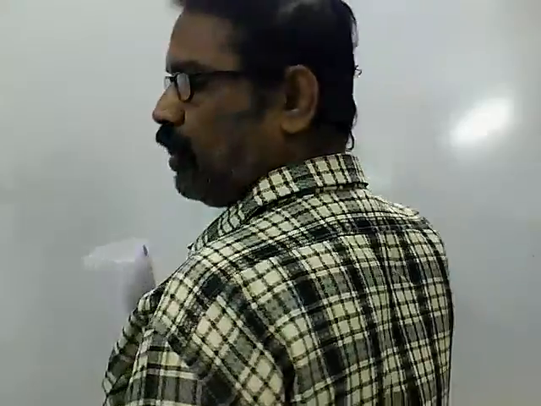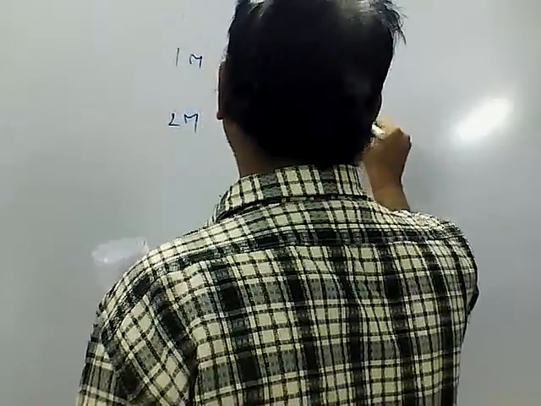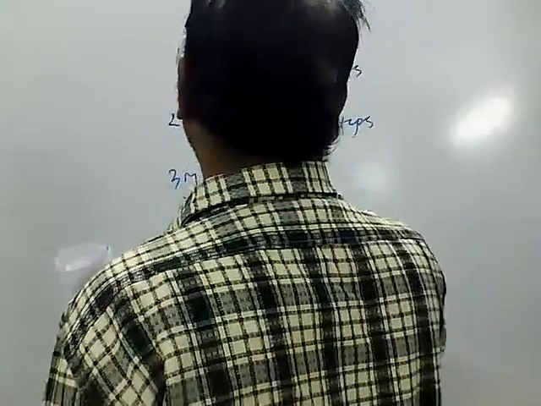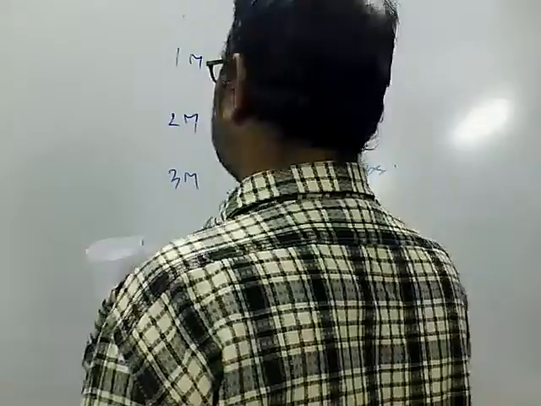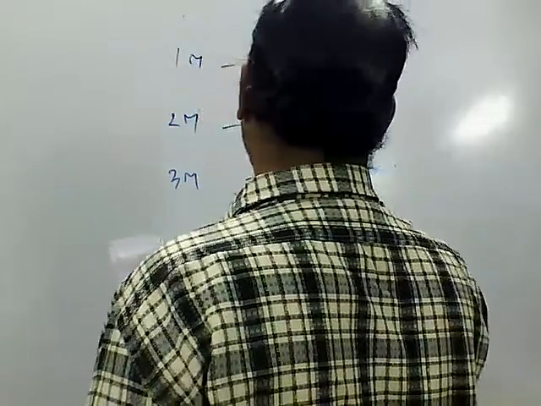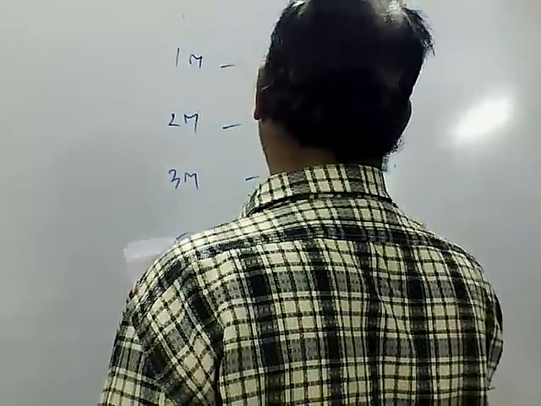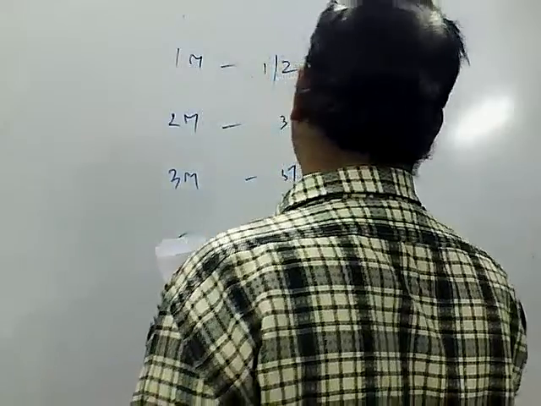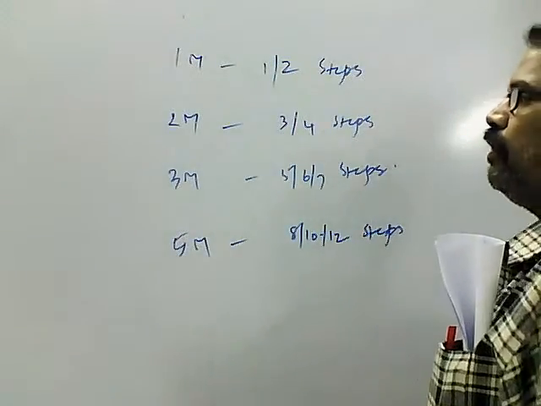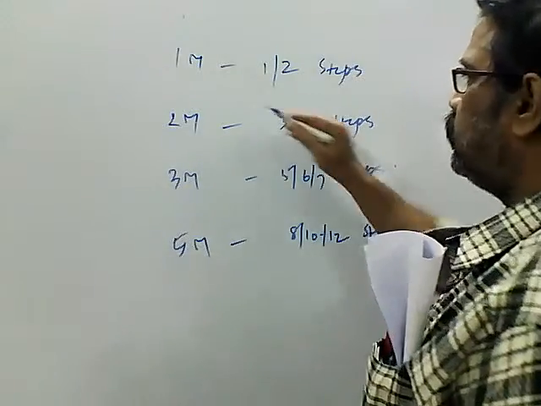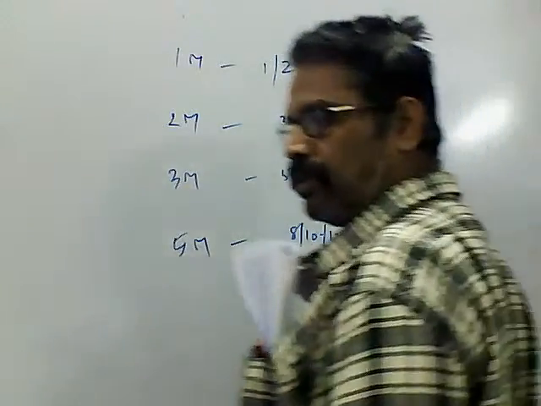For 1 mark, the number of steps will be 1 or 2. You can take just 1 step also if you can find the answer. 2 marks questions, 3 to 4 steps. You can complete a 3 marks question in 5 to 6 steps, or you can take 7 also, no problem. For a 5 marks question, 8 to 10 or 12 steps maximum. This is the weightage you have to follow. Always keep this standard in mind. For the marks, double the number of steps required.